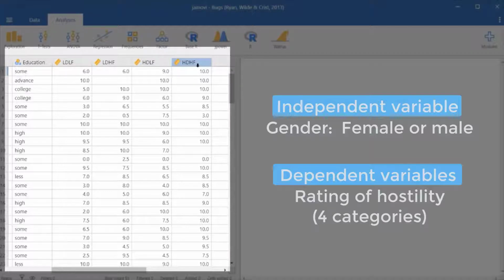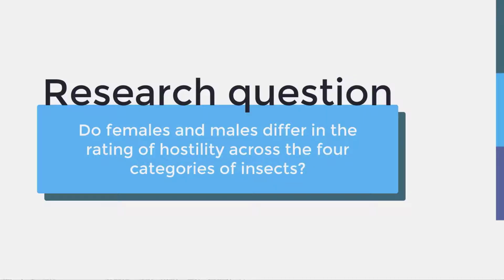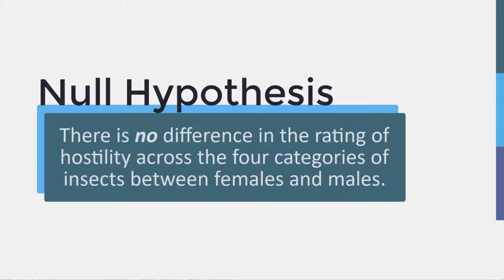and high frightening. For the purpose of this demonstration, the research question is whether females and males differ in their rating of hostility across the 4 categories of insect. And the null hypothesis is that there is no difference in the rating of hostility across the 4 categories of insect between females and males.